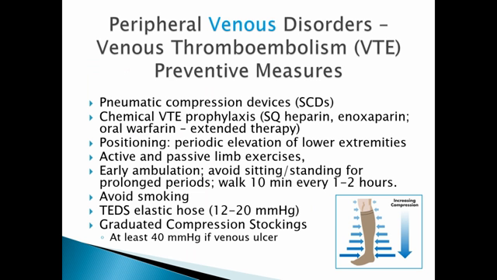So again, our biggest thing here is prevention. Think about your patients that are at risk and what we can do to help prevent this. We can use things like SCDs, we can use things like TEDs. Depending on the situation, we might use chemical VTE prophylaxis. This might be sub-Q heparin, enoxaparin. It might be oral warfarin if somebody requires extended therapy.